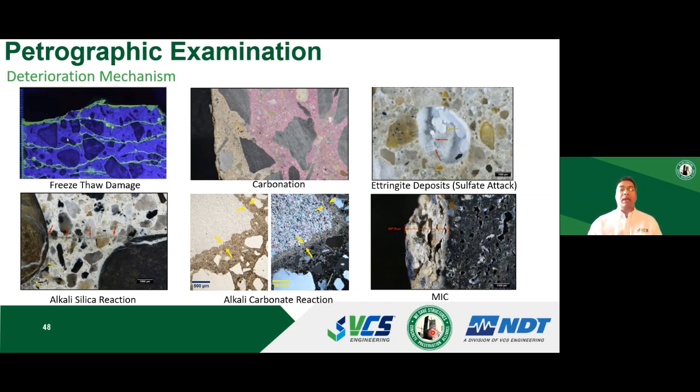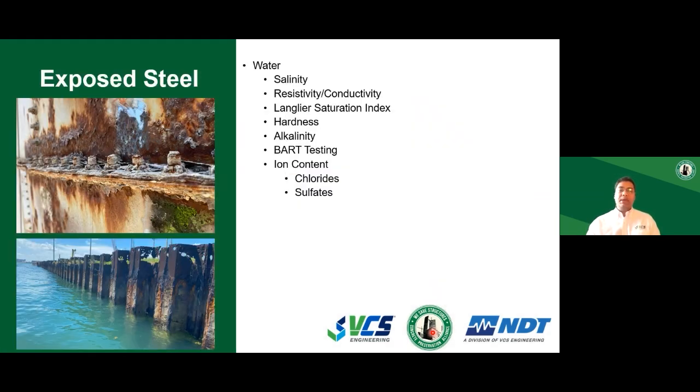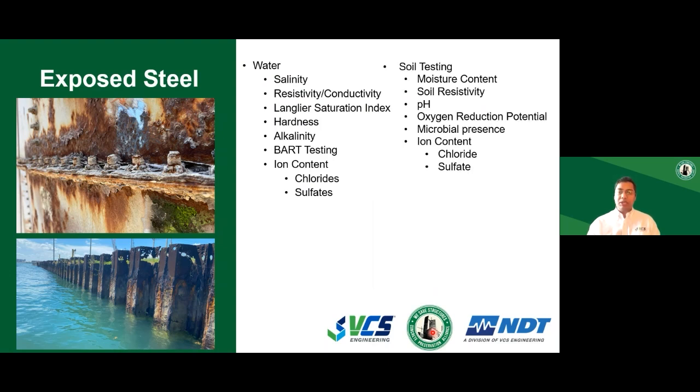Now, this was about embedded steels. This was about steel embedded in concrete. Let's talk about exposed steel. The steel can be exposed to water, it can be exposed to soils, and it can be exposed just to air. Well, air is an electrolyte, but it's a poor electrolyte in terms of the testing.